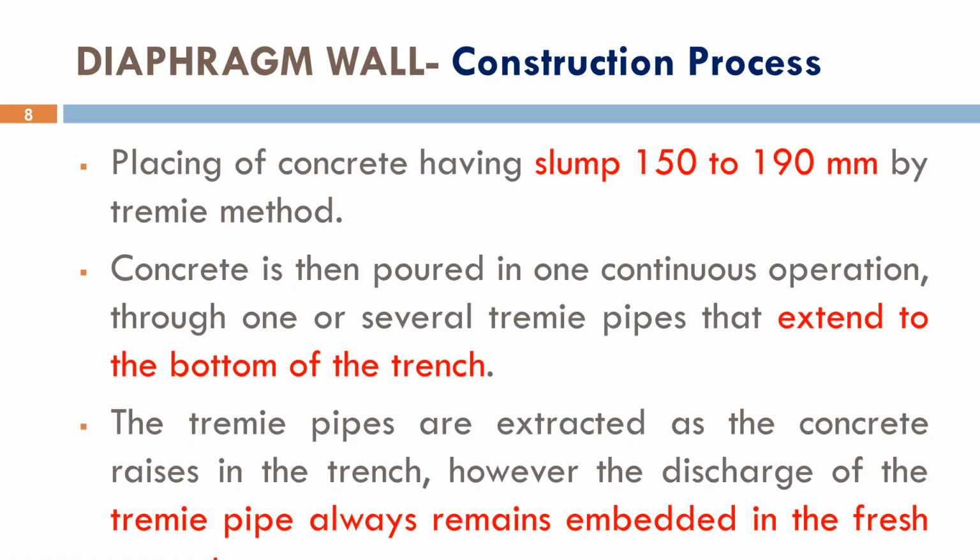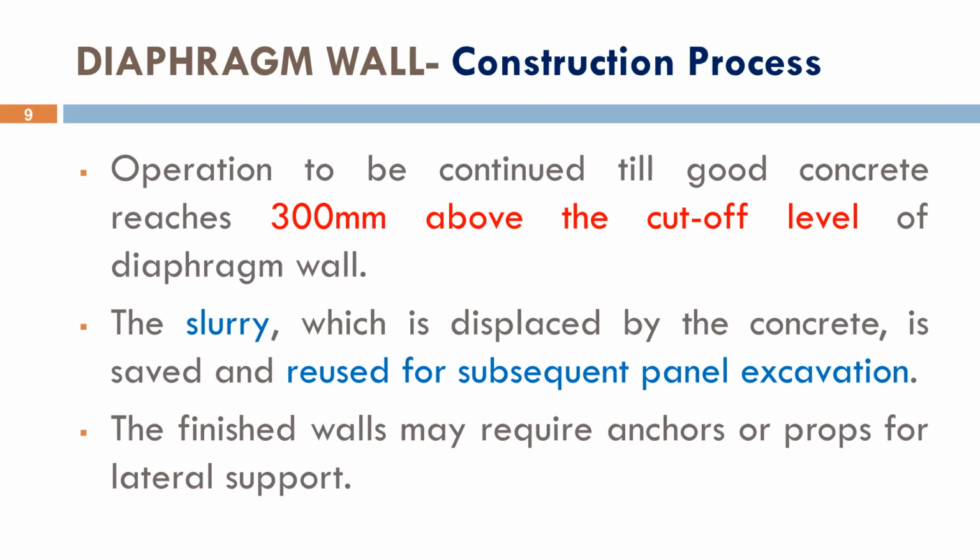An important point is that the lower end of the Tremie pipe must always remain embedded in fresh concrete to prevent mixing of concrete with slurry, ensuring high-quality construction. Concrete placement continues until good quality concrete reaches approximately 300 millimeters above the final cutoff level. This extra concrete is later removed during finishing. The displaced bentonite slurry is collected, cleaned, and reused for excavating the next panel, making the process economical.